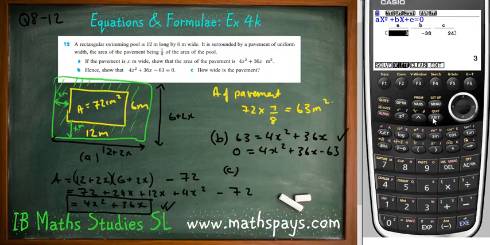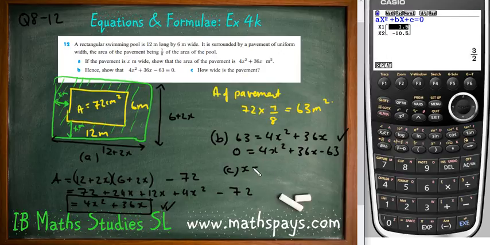So let's go to the calculator. We're going to plug the 4 in, we're going to plug the 36 in, and we're going to plug the negative 63 in. Let's solve. We've got x equals 1.5 or negative 10.5. However, x must be greater than 0. Therefore, x equals 1.5. What is it asked? It's asked for the width of the pavement, which happens to be x. So therefore, 1.5 meters.